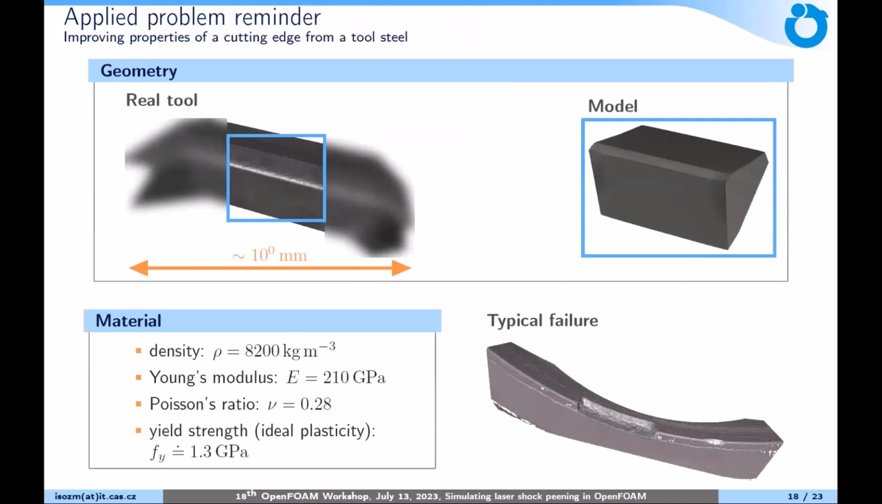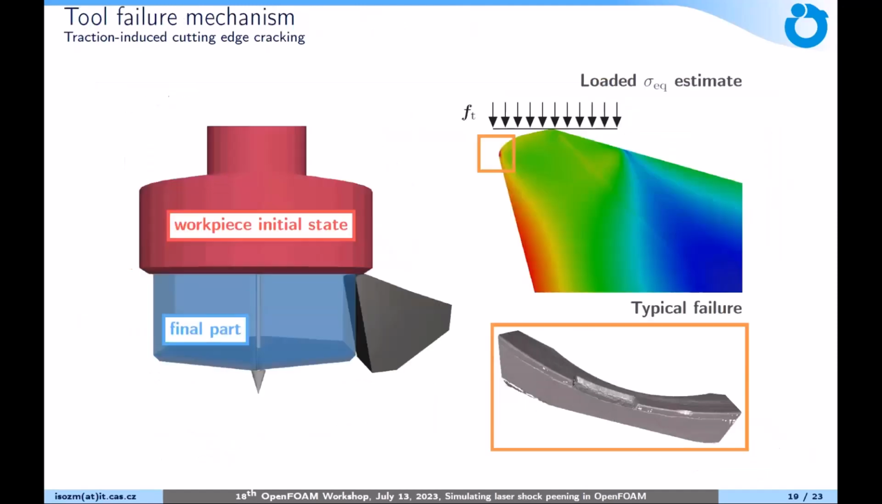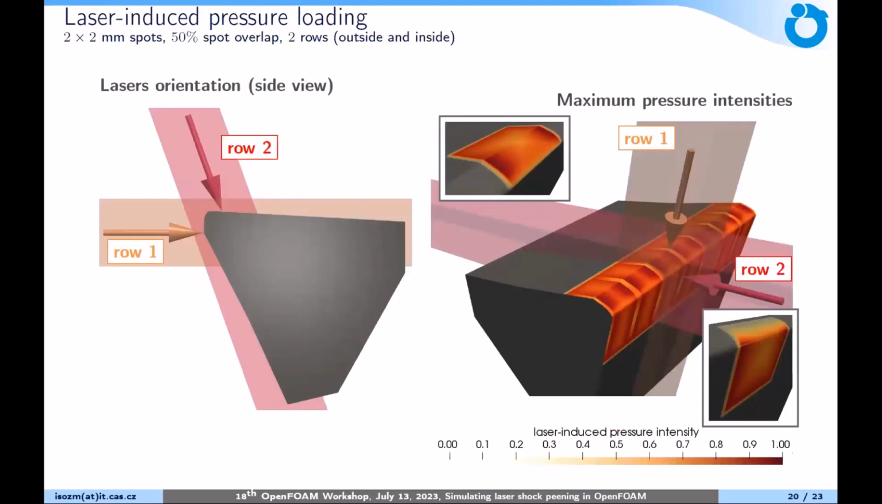So let's go back to the original problem: our cutting edge made from tool steel. This is how it's used, roughly. This is the model for the cutting edge. This is the initial workpiece. We want this. And when we are pushing the material through the cutting edge, in the orange box, there is this concentration of stresses, and it causes failure after some usage.